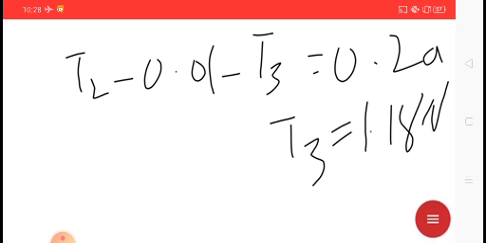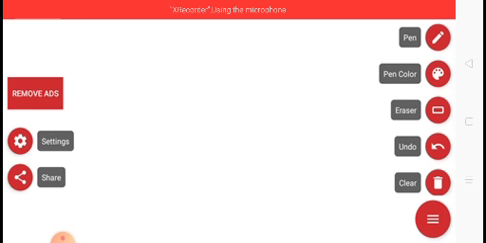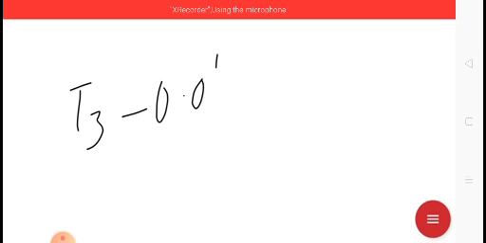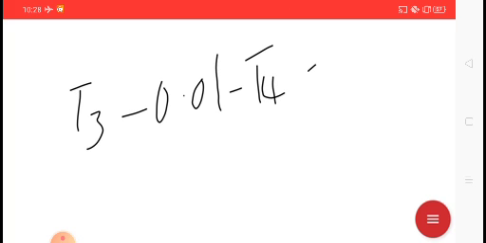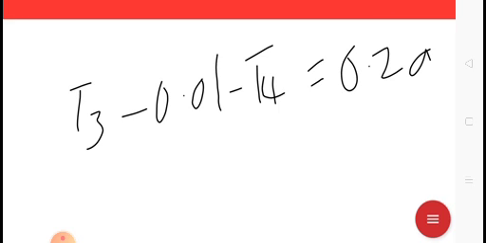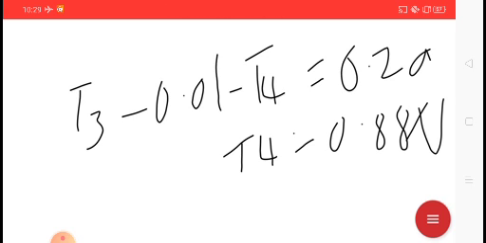Now we go for the fourth coupling. T3 minus 0.01 minus T4 is equal to 0.2a. By solving this, you have T4 equal to 0.88 Newton, also increased. So this is the effect of putting all the weight on the last truck. So this is for question 3.